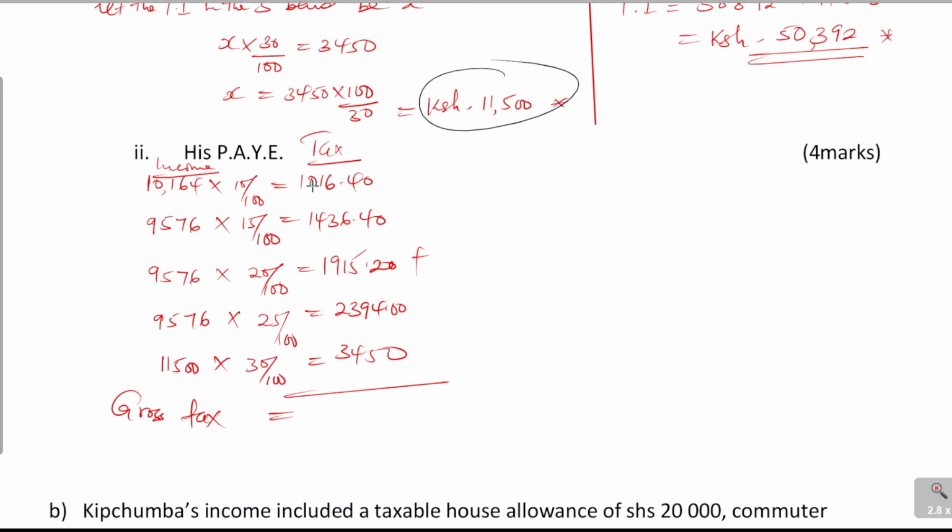The gross tax, we add 10,164 and 40 cents plus 14,364 and 40 cents plus 19,152 and 20 cents plus 23,94 plus 34,50, and when you add everything correctly there, it should give 10,212. That is what you get. That is the gross tax.